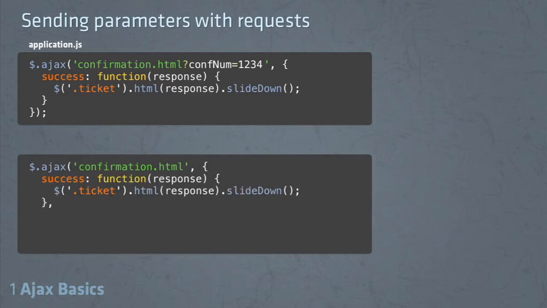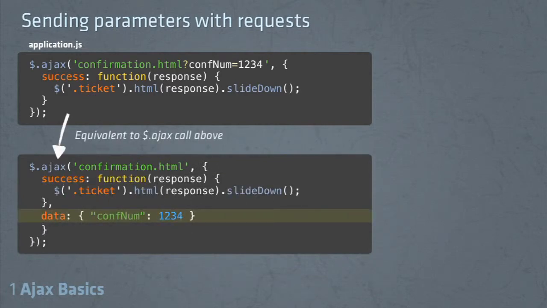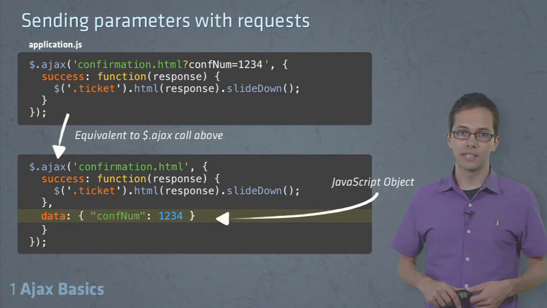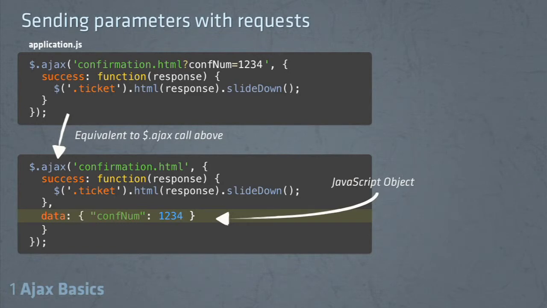This is where the Ajax data option comes in. This simply takes a JavaScript object of keys and values and adds that to the URL. So these two pieces of code are equivalent.